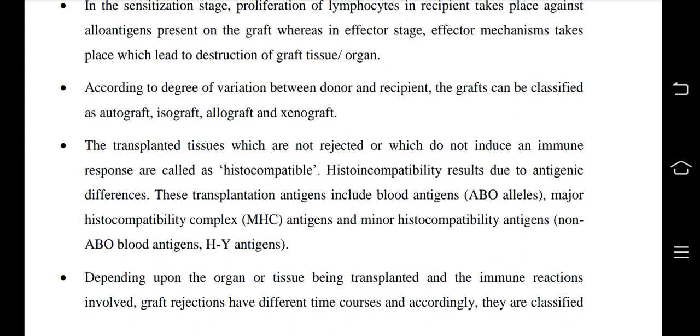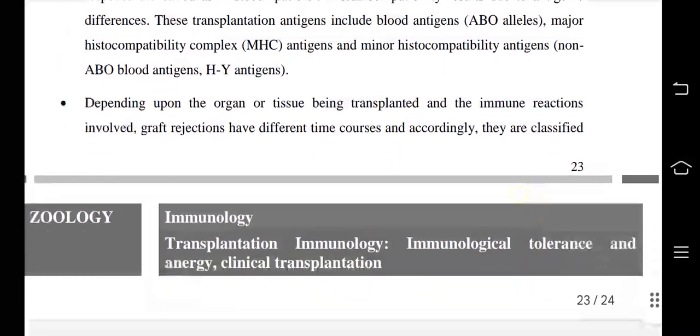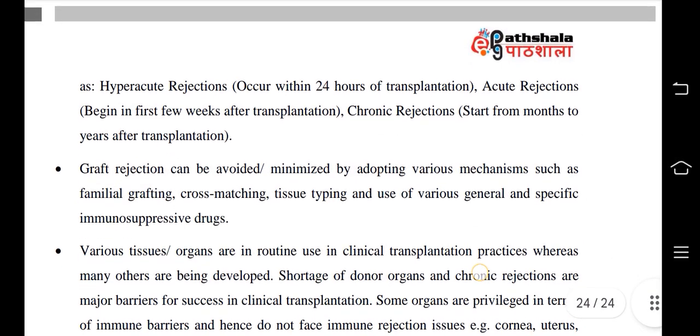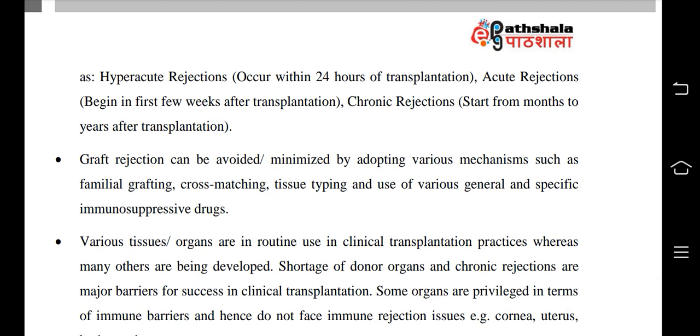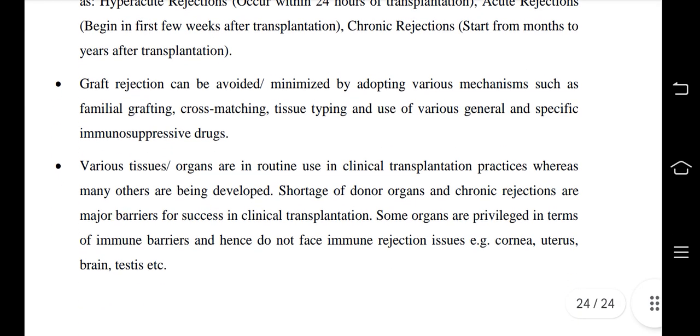Depending upon the organ or tissue being transplanted and the immune reactions involved, rejections have different time courses, and accordingly they are classified as hyperacute rejection, which occurs within 24 hours of transplantation. Acute rejection begins in the first few weeks after transplantation. Chronic rejection starts from months to years after transplantation. Graft rejection can be avoided or minimized by adopting various mechanisms such as familial grafting, cross matching, tissue typing, and use of various general and specific immunosuppressive drugs.